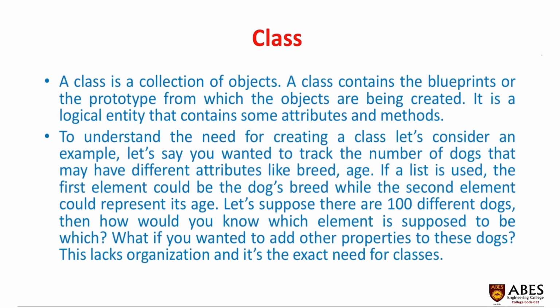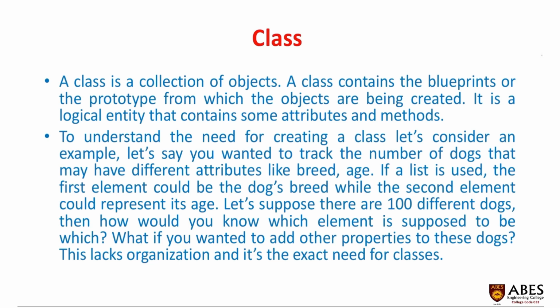Now we are going into detail on what is a class. A class is a collection of objects. A class contains the blueprint or prototype from which the objects are created. Where is the object created? From the blueprint of the class. It is a logical entity that contains some attributes and methods. To understand the need for creating a class, let us discuss an example. Let's say you want to track the number of dogs.